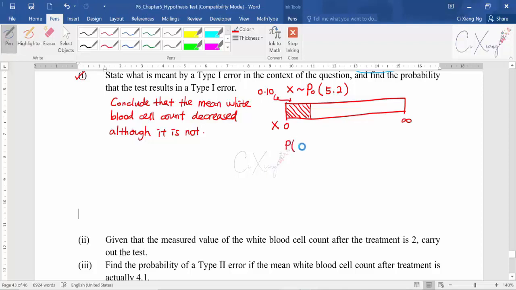Again, I will skip 0. So I start from x smaller equals to 1. When I start x smaller equals to 1, it will be e negative 5.2, then 1 plus 5.2. Okay, then what is the answer? 0.0342, which is still smaller than 0.10.